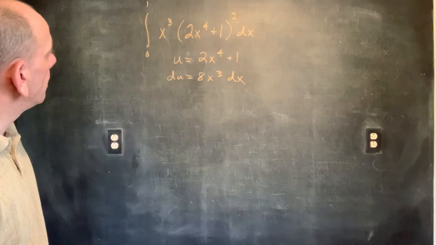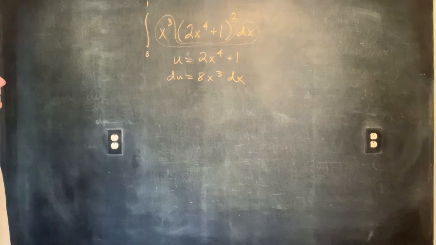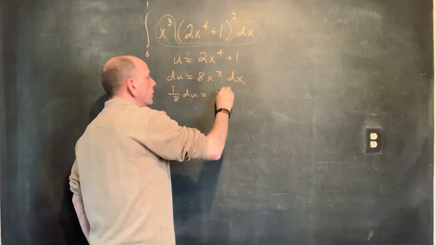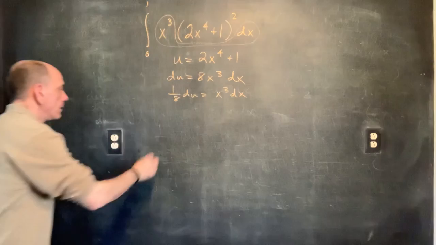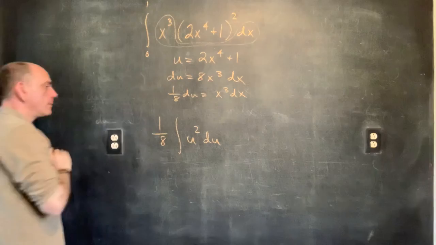It's the x cubed dx that I have to have, and it's right there. x cubed dx. So I go, awesome. 1/8 du is the x cubed dx that's sitting there. This 1/8 I'm just going to pull outside. So 1/8 integral of u squared, and the x cubed dx is du with the 1/8 pulled outside.